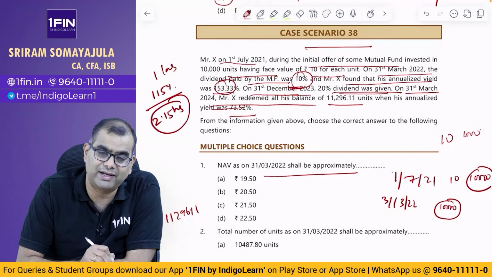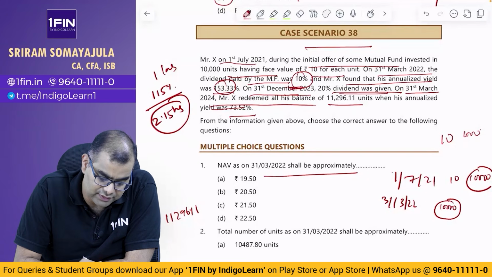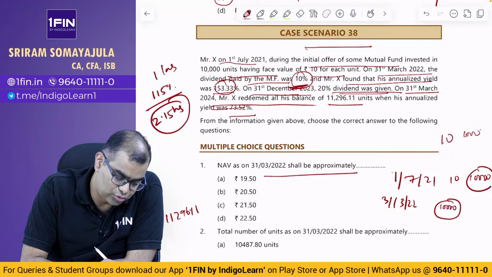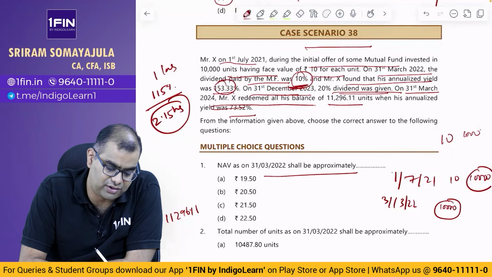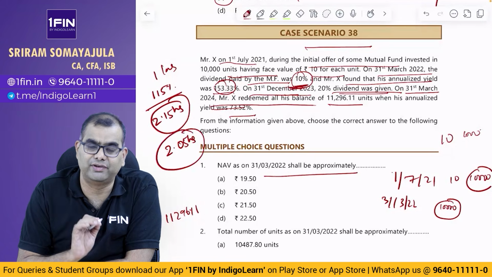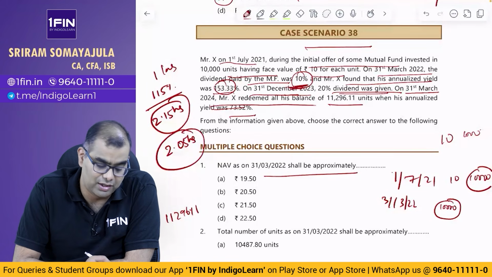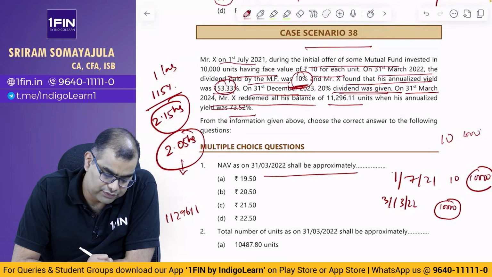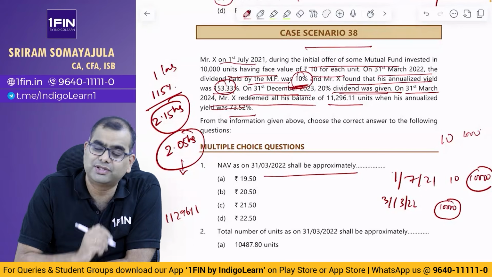Now 2.15 lakhs is for how many units? See, what happened? You got a dividend of 10%. So this 2.15 lakhs includes a dividend of 10,000. So 2.05 lakhs is the value before the dividend was invested. Now if 2.05 is the value, how many units did they invest?